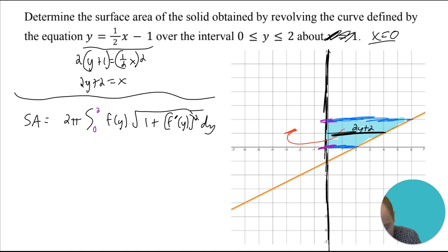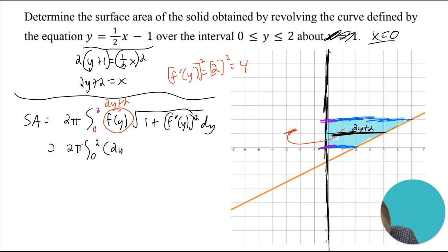So we can replace f of y right here with 2y plus 2. And then since f of y is equal to 2y plus 2, then the derivative of f is going to be just 2, because that's the derivative of 2y, and the derivative of 2 goes away. But then we'd have to square that, because we need to plug that in, so the square of that would be equal to 4. So now our integral becomes 2 pi integral from 0 to 2 of the quantity of 2y plus 2, and then square root of 1 plus 4 dy.